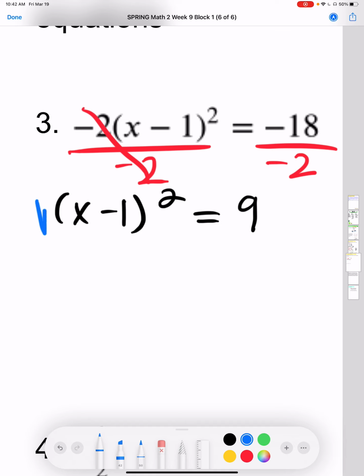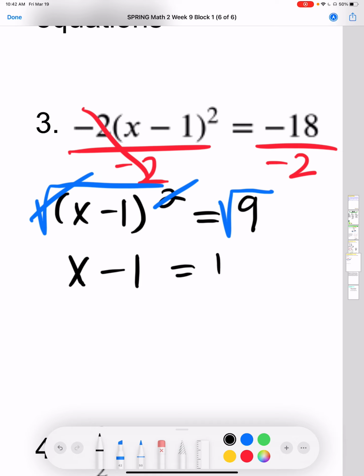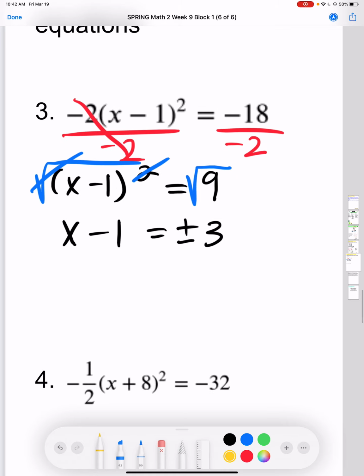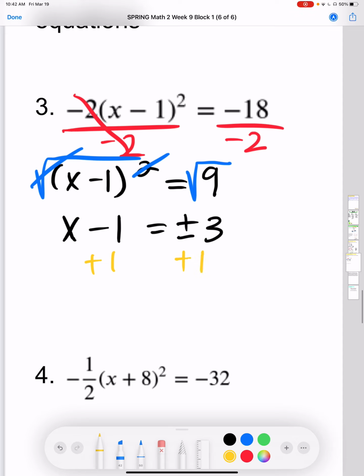Now I'm going to go ahead and take the square root of both sides. That radical is going to cancel out with my 2. I'm left with x minus 1 is equal to plus or minus radical 9, which is 3. All right, I'm going to continue. I have really nice numbers for this one. So I'm going to add 1 to both sides and rewrite this as x equals 1 plus or minus 3.